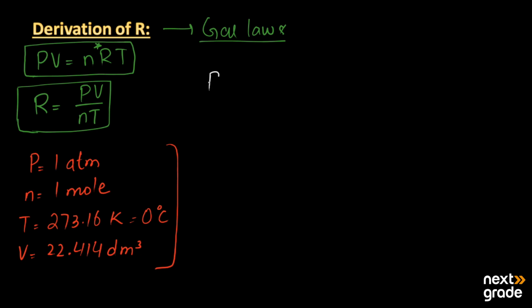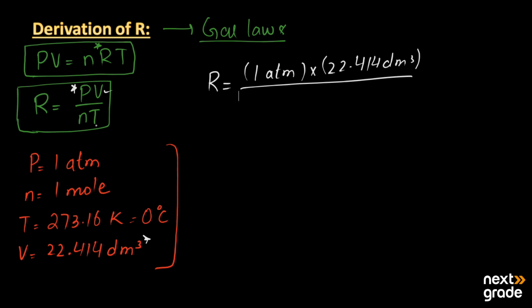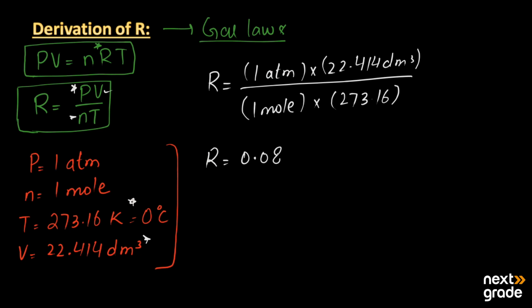So let's see what we get. R is equal to the pressure, which is 1 atm, times the volume, which is 22.414 dm cube, divided by the number of moles, which is 1 mole, and multiplied by the temperature, that is 273.16. The value we get is 0.0821, and the unit we have is dm cube atm per Kelvin per mole. So this is the unit that we get.